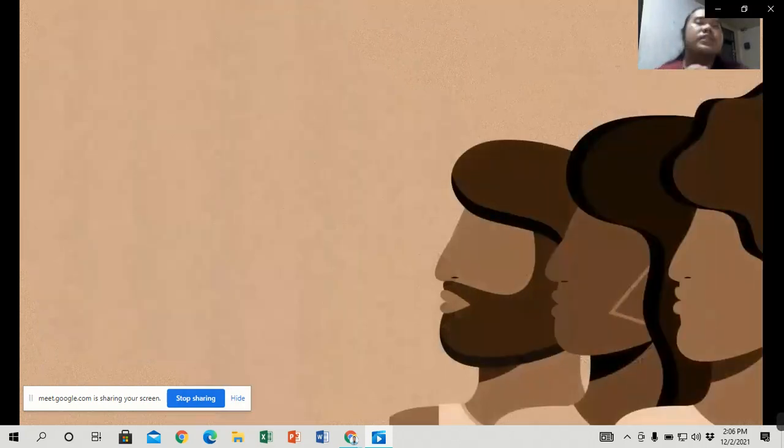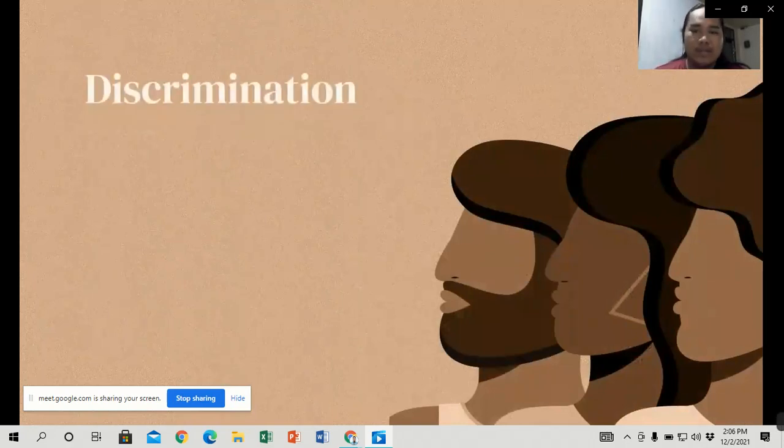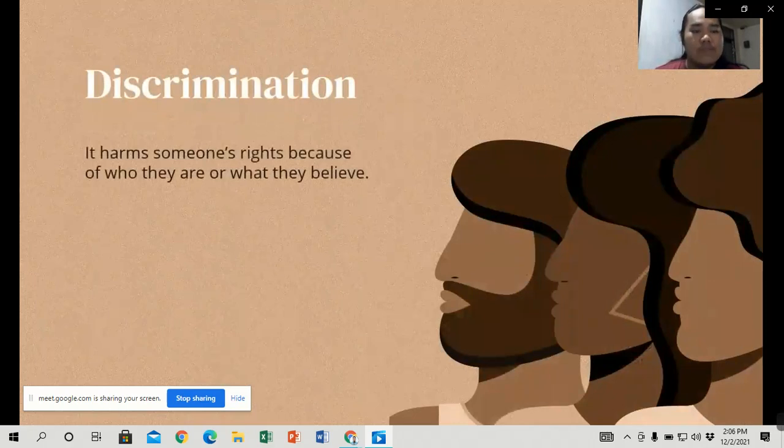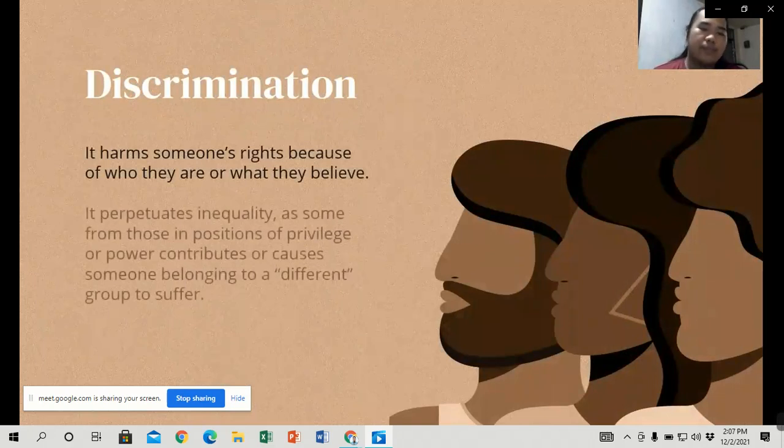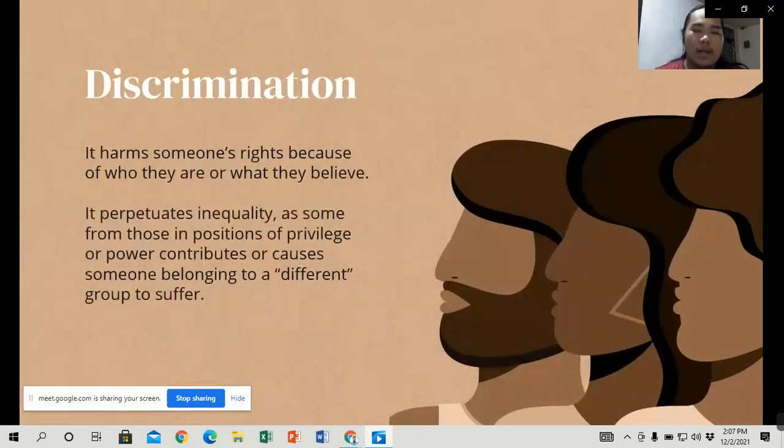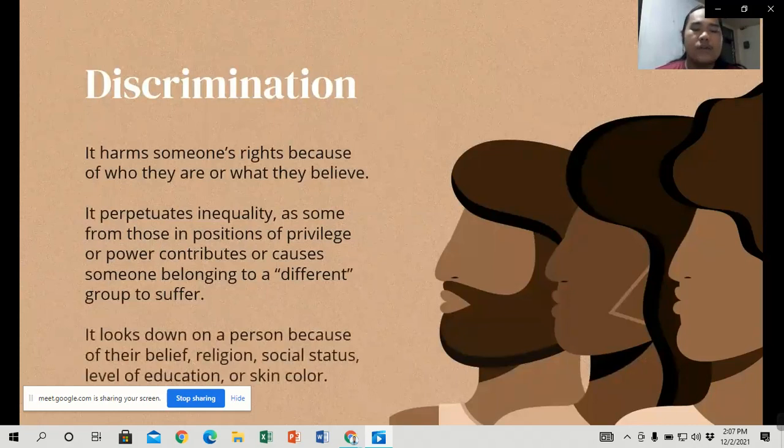So first we need to discuss what discrimination is. Discrimination harms someone's rights because of who they are or what they believe. It perpetuates inequality, as those in positions of privilege or power contribute to or cause someone belonging to a different group to suffer. And lastly, it looks down on a person because of their belief, religion, social status, level of education, or skin color.